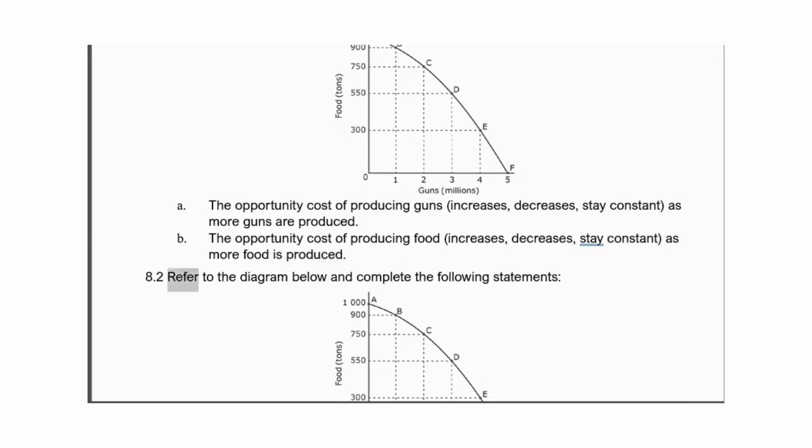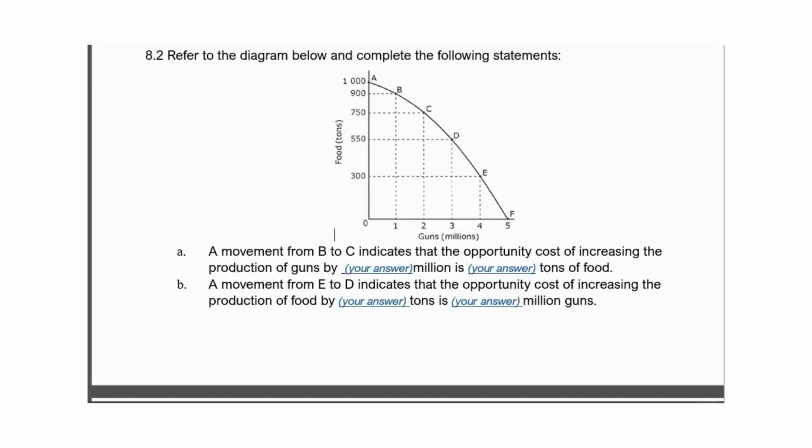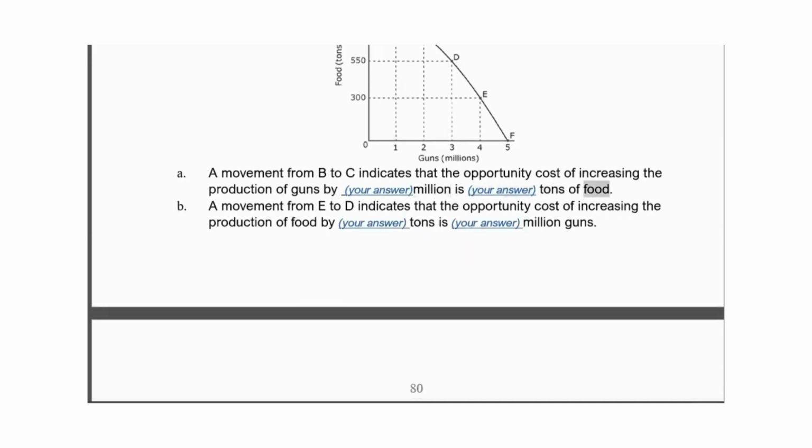8.2 Refer to the diagram below and complete the following statements. A movement from B to C indicates that the opportunity cost of increasing the production of guns by, your answer, million is, your answer, tons of food. A movement from E to D indicates that the opportunity cost of increasing the production of food by, your answer, tons is, your answer, million guns.